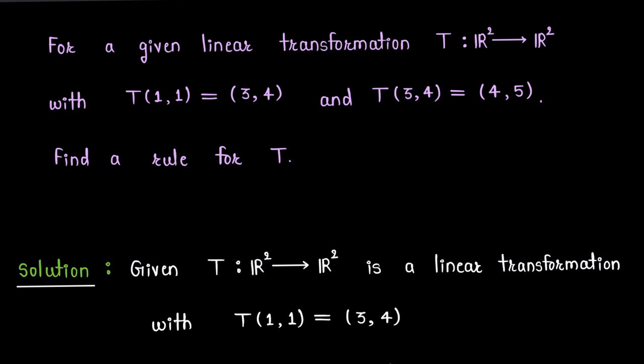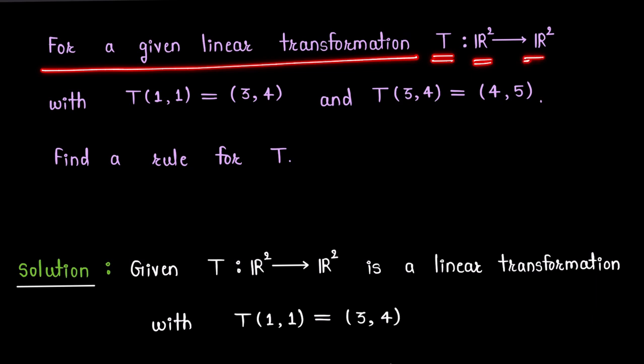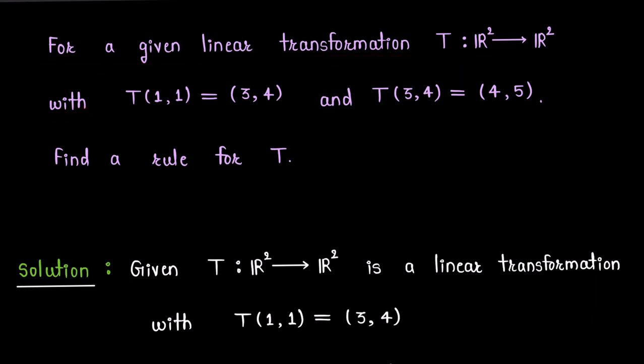In this video, we are going to solve this question from linear algebra, which is based on the concept of linear transformation. The question is: given a linear transformation T from vector space R2 to R2 with image of vector (1, 1) under T as vector (3, 4) and image of vector (3, 4) under T as vector (4, 5), find a rule for linear transformation T.